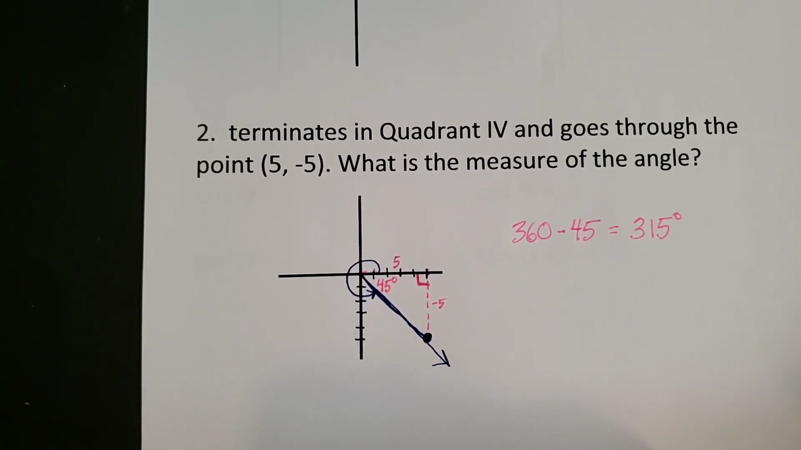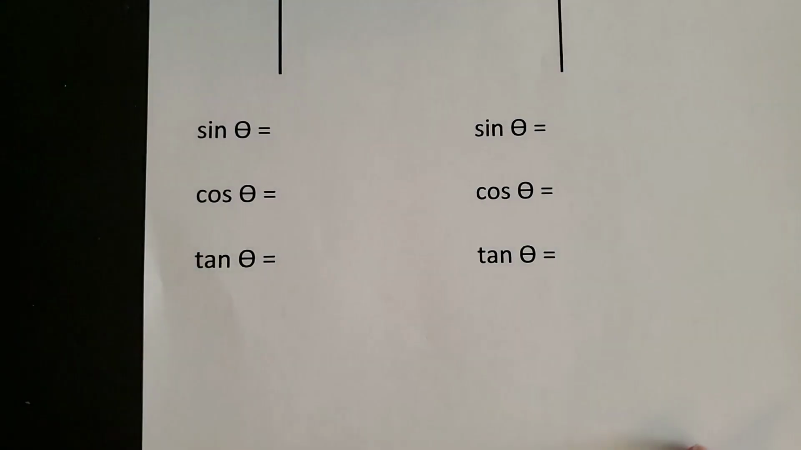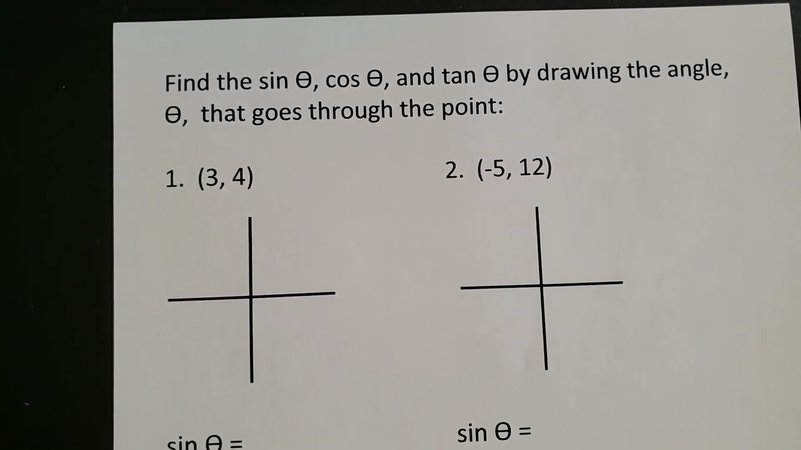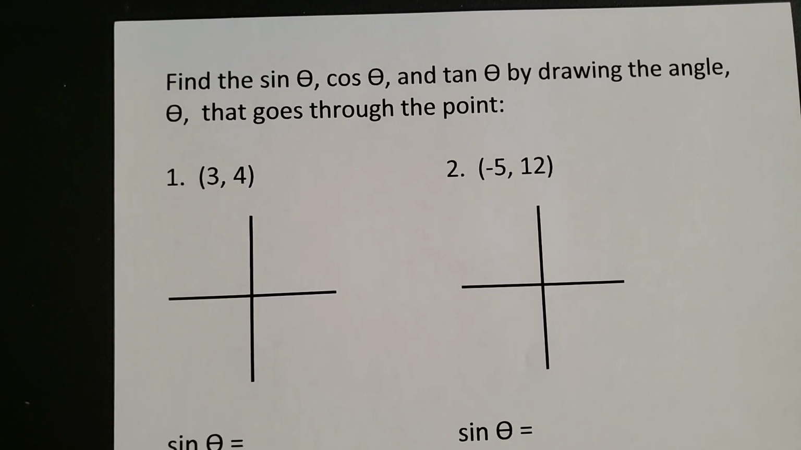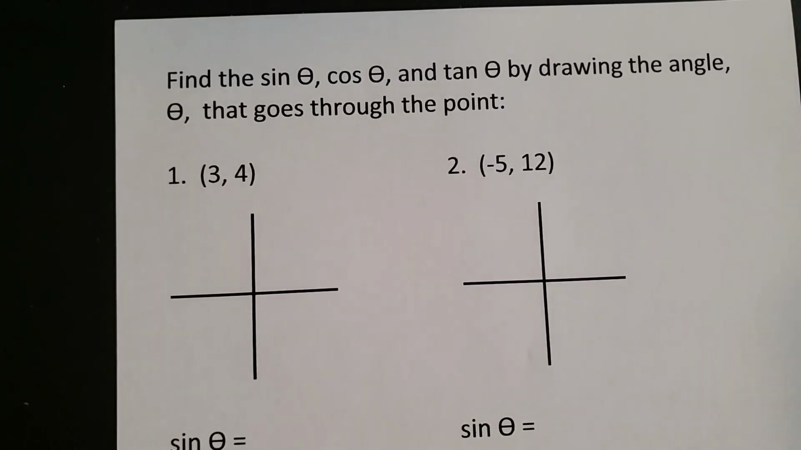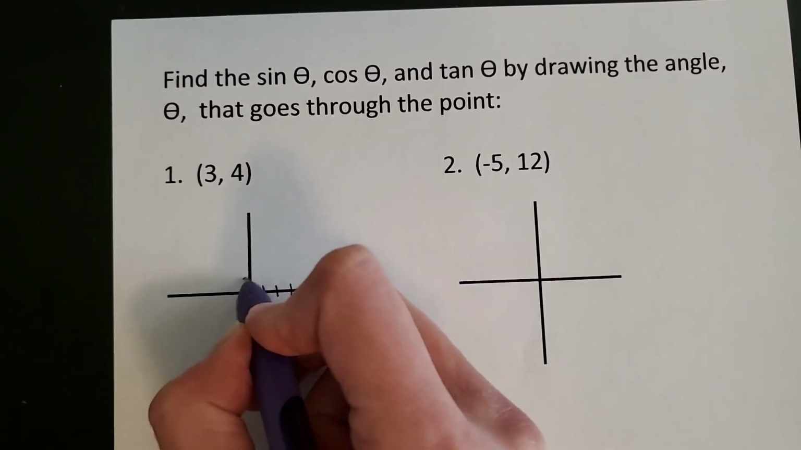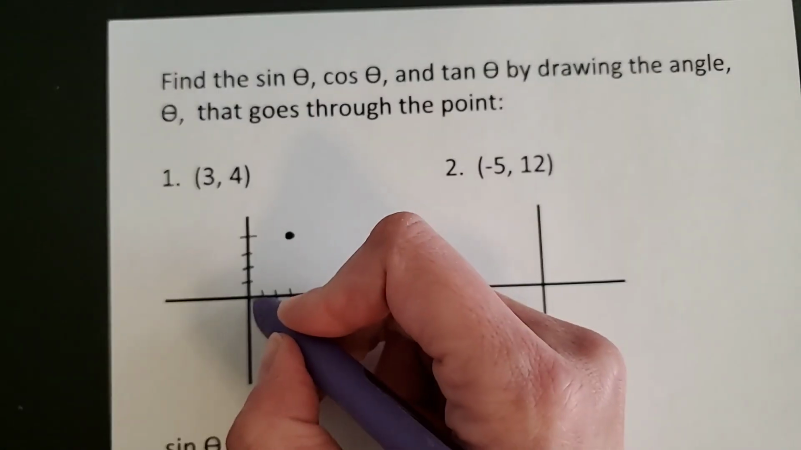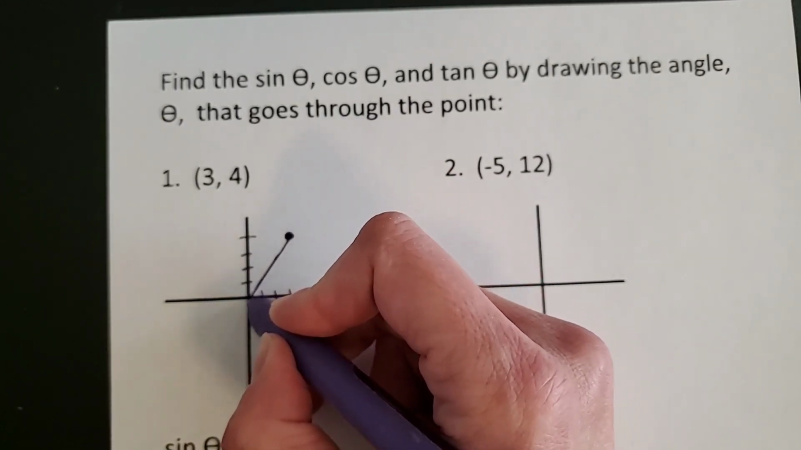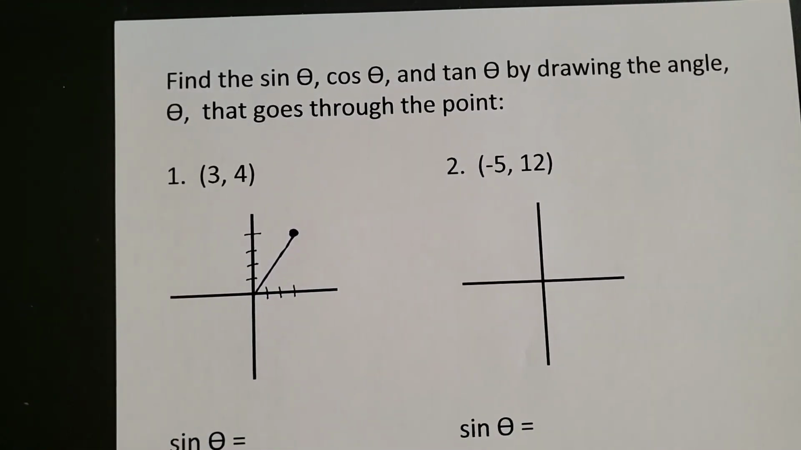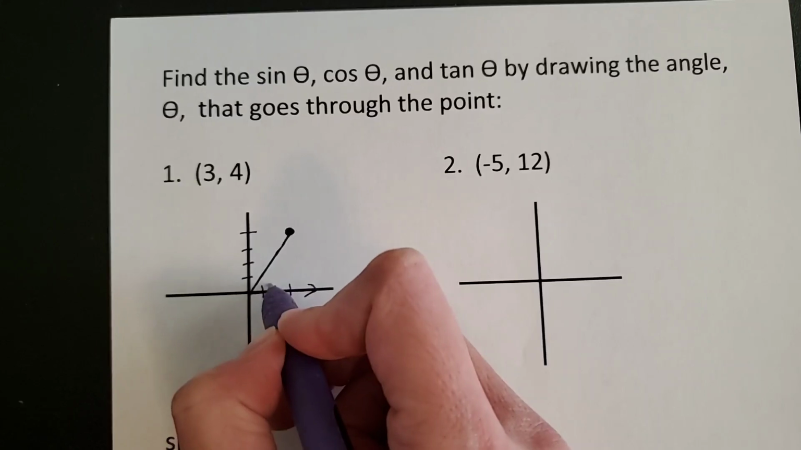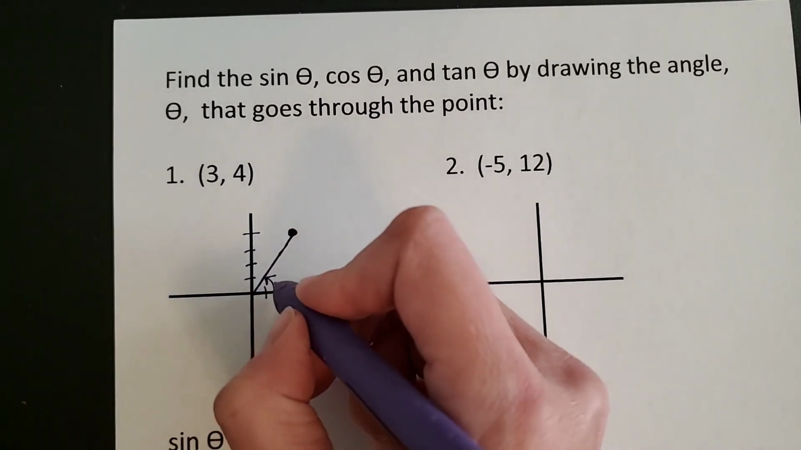Okay. All right, we have just 2 more examples here. We're going to bring back our ideas of sine, cosine, and tangent by drawing an angle theta that goes through the point. Okay, let's look at 3, 4. We want to go through the point 3, 4. So I'll put some nice little tick marks. Now the angle will always go from the origin, so I'm going to draw that from the origin. And I'm looking for an angle theta. It's in standard position, so it will be right here. This is the angle. That's what I'm looking for, and I'm going to call that theta.